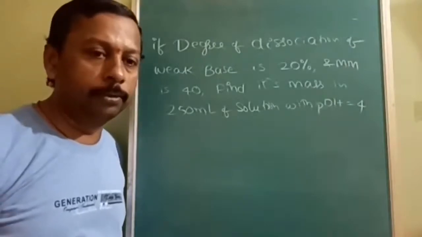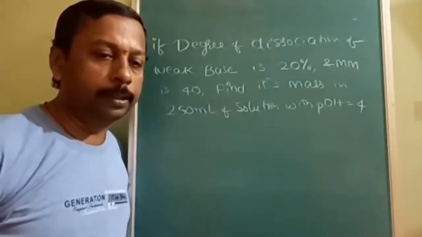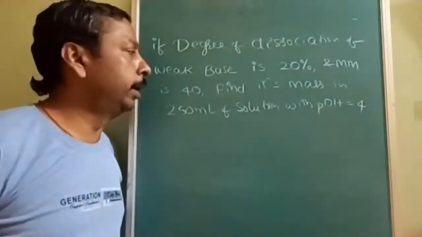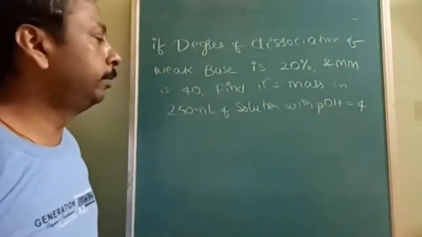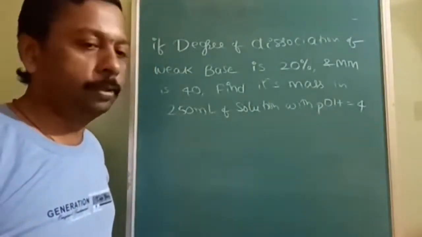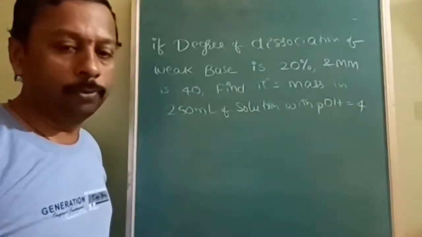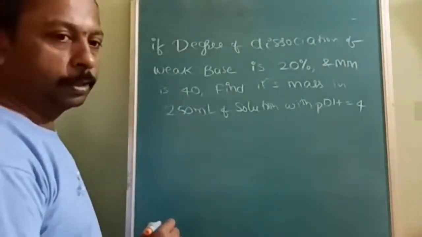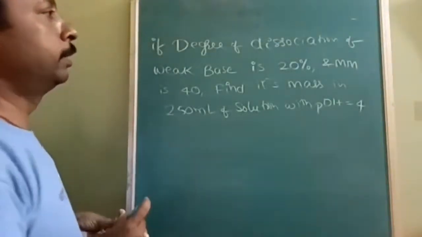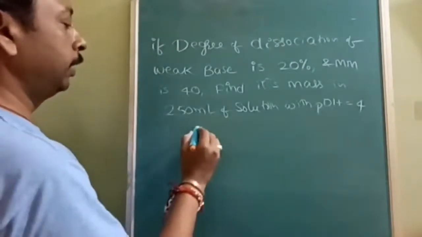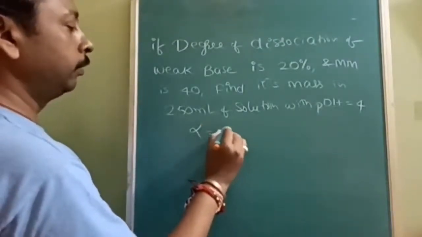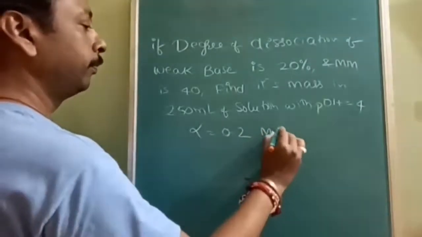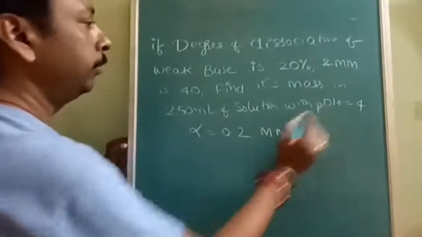If the degree of dissociation of a weak base is 20%, molecular mass is 40, find the mass in 250 ml of solution with pOH equal to 4. See here, I am explaining, listen now. 20% degree of dissociation, so alpha is equal to 0.2. Molecular mass is equal to 40. pOH is 4.